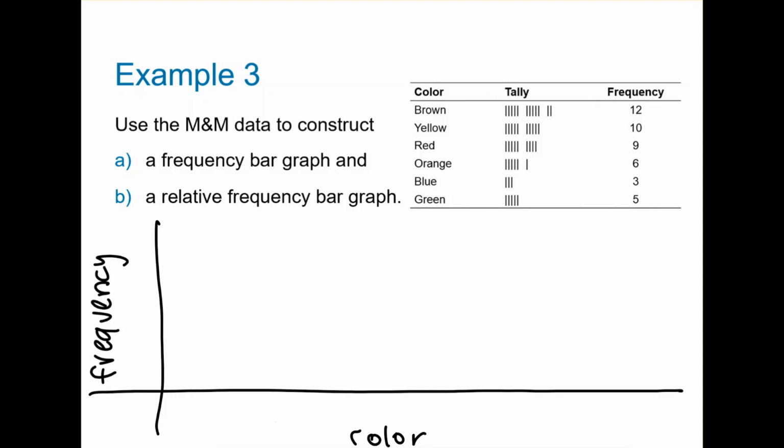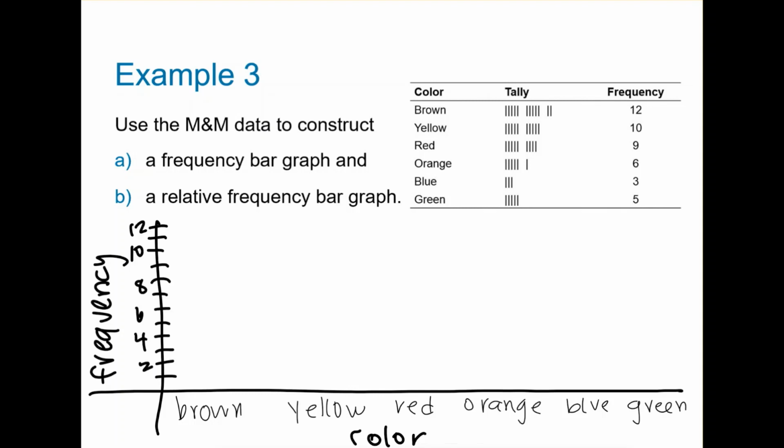On the horizontal axis, we will have a bar for each color. And on the frequency axis, we will have all the frequencies. Now, on top of each color, we will draw a bar that goes up to its corresponding frequency.